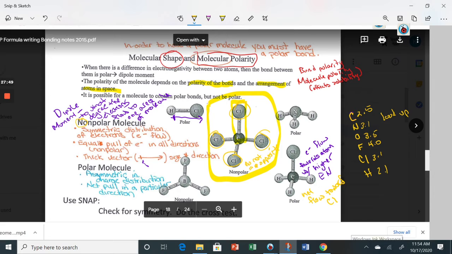In the BF3, you have to remember that these are all in a plane. There's no top and bottom, no axial positions. They're all in this equatorial plane. So when you look at net vectors, they cancel each other out. If you look at how the vectors all add up, the net flow is zero.